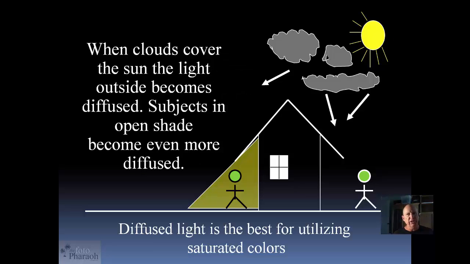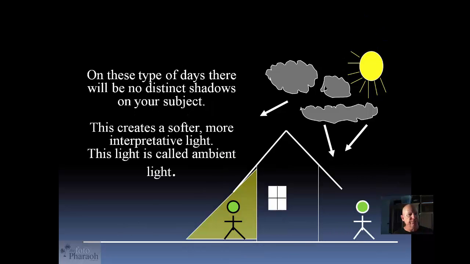Now, when clouds come in, that can change the equation again. Again, the light becomes what we call diffused. And when it's diffused, it is the best light for saturating colors. What we mean by saturating colors is reds are redder, blues are bluer, yellows are more yellow. Now, this may seem like a contradiction from the bright sunlight, but what this basically means is those foggy days in January and February, where the light is really diffused by the fog, a lot of colors are more saturated in those days than any other.